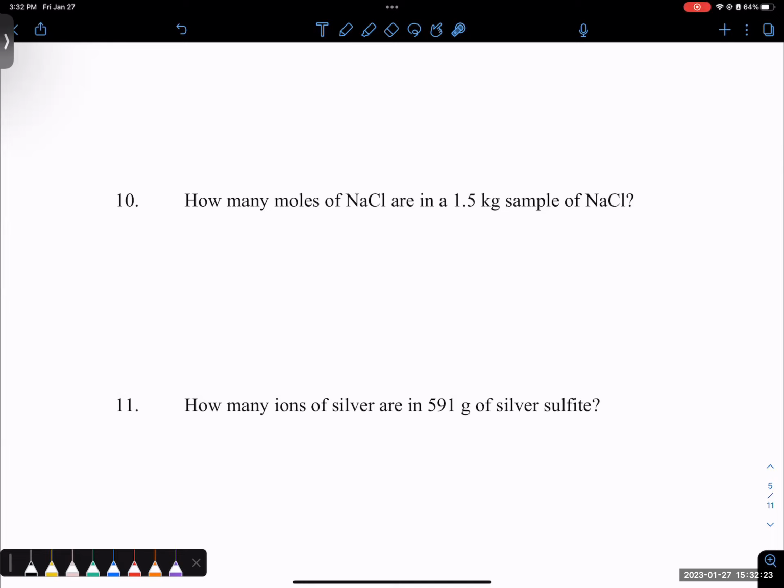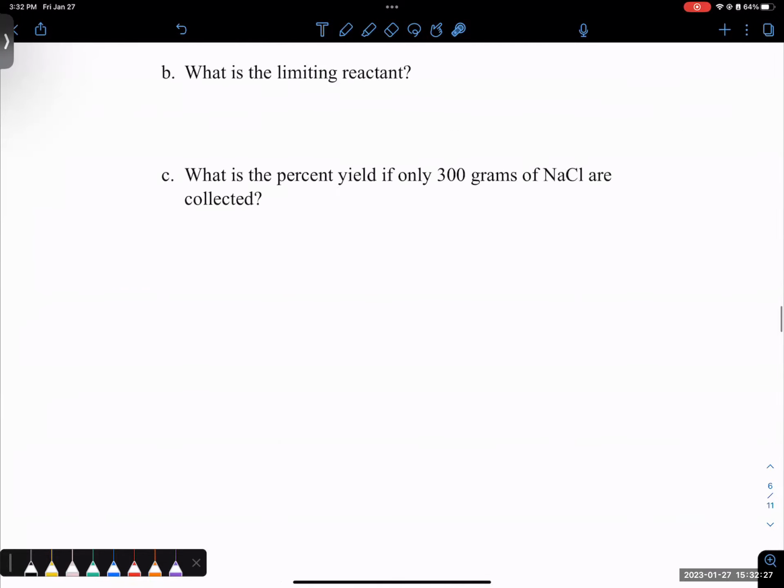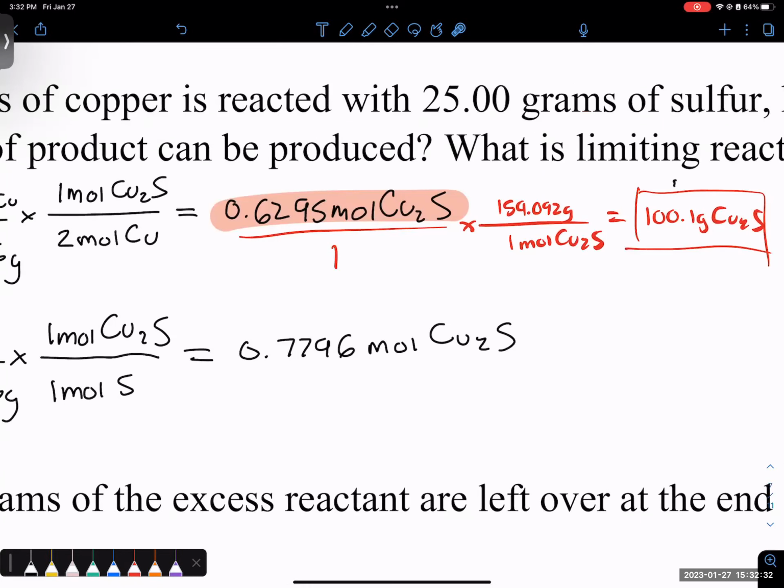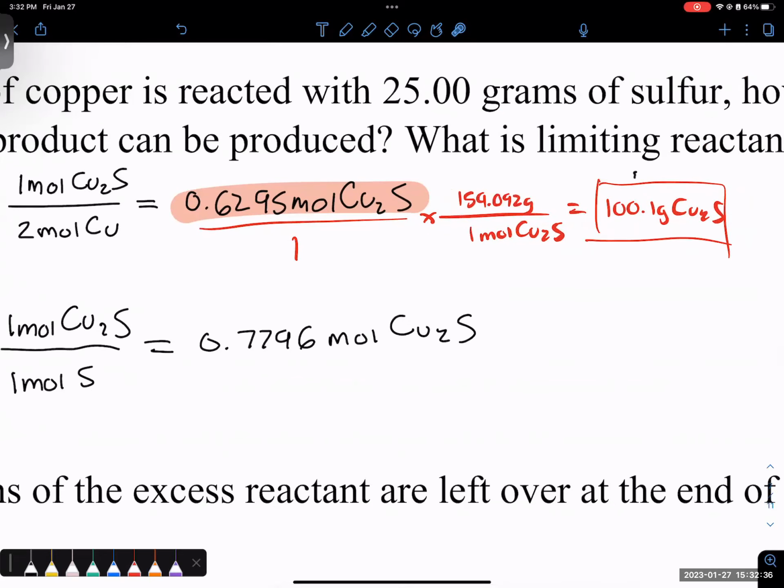Okay, good question. What is the 159.092? Unless I messed up when I was doing this, that's the molar mass of copper(I) sulfide. That's grams per mole.